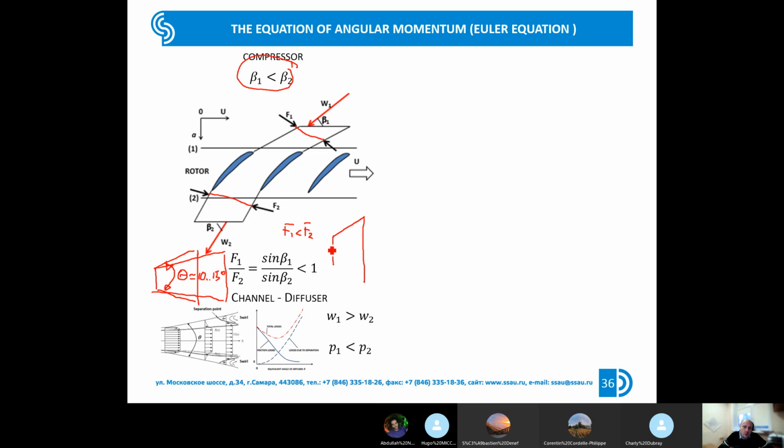Usually when the flow comes through the channel, the flow lines approximately repeat the shape of the channel. But sometimes the flow can separate. I don't know how to explain it. It's better, maybe, to show a picture. You do not understand it.